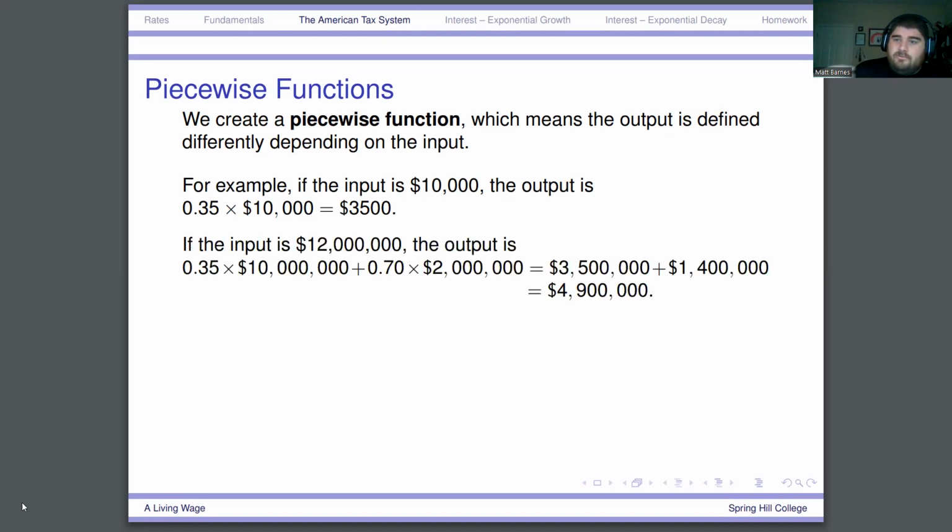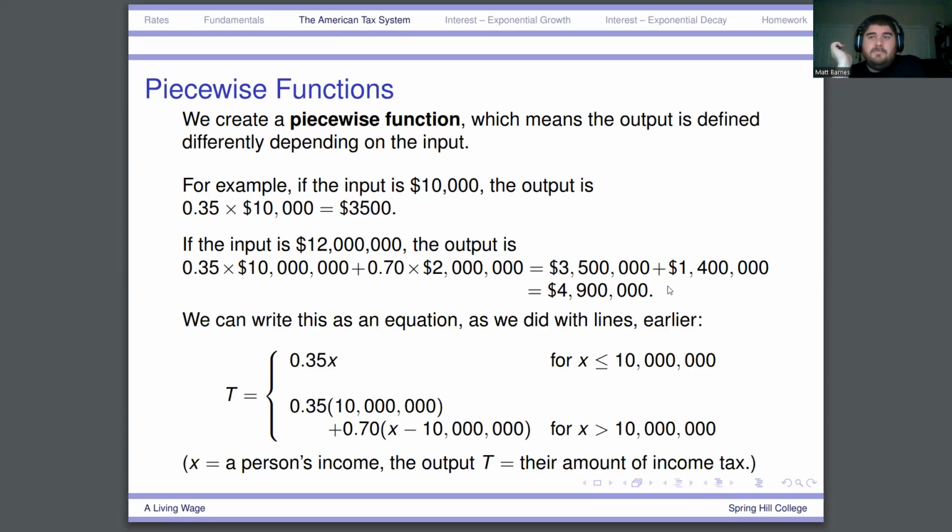If the input is $12 million, we have our first 10 million, that's taxed at the 35% mark. So that's this piece here. But now we have another piece. Everything past that has to be taxed at 70%. So here's our 70%, and then we have our 2 million here, which is the stuff we made over $10 million. So the first one, 3,500,000, just like we mentioned before. And then everything over that $10 million gets taxed at 70%. So that is 1,400,000 if we do this piece here. Add the two pieces together, and that gives us our total taxes, just shy of 5 million.